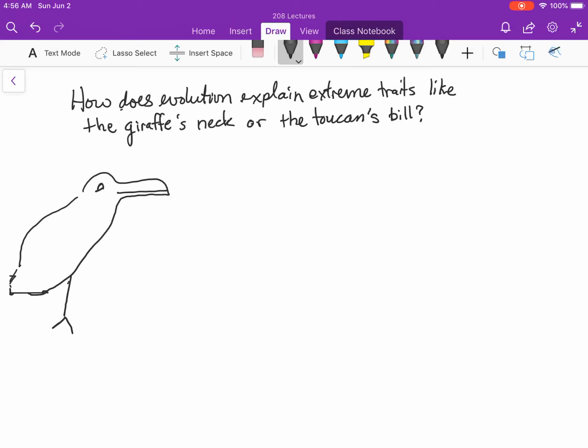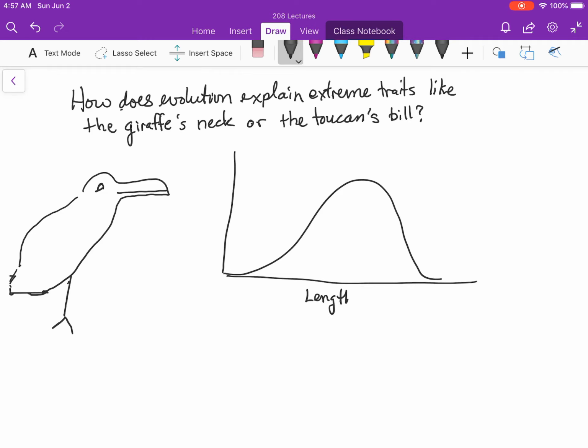I'd like to take a few minutes to consider how evolution by natural selection might explain extreme traits like the giraffe's neck or the toucan's bill. Part of the problem here is we've sort of built a little model that looks something like this, where we take a trait that's distributed like this, and this might be the length of the bill, let's say.